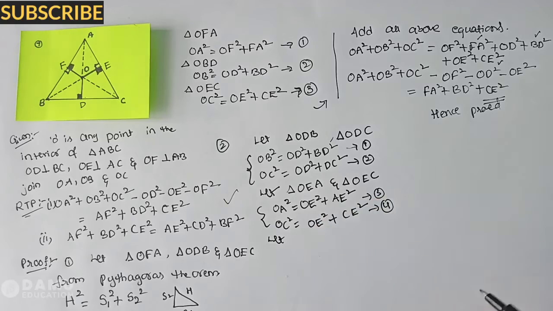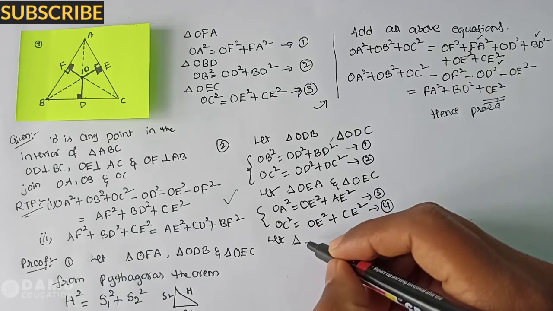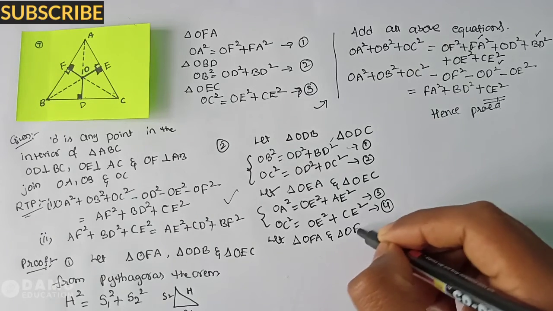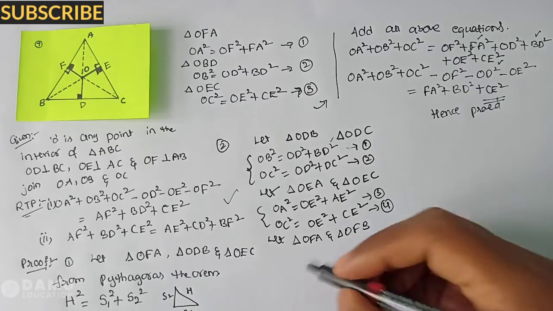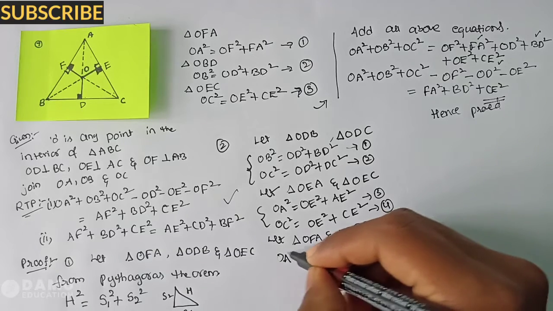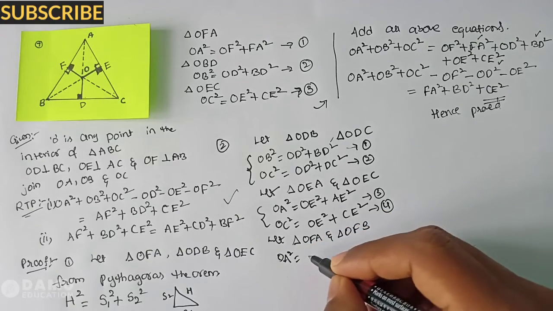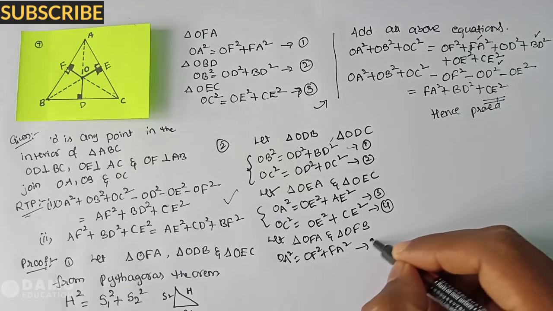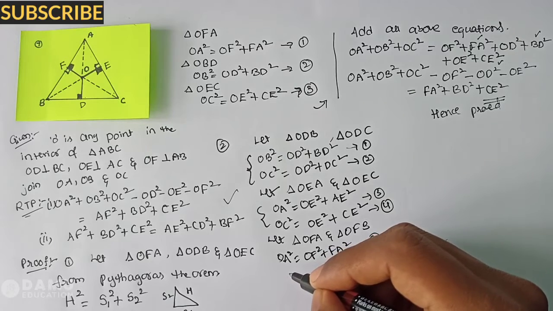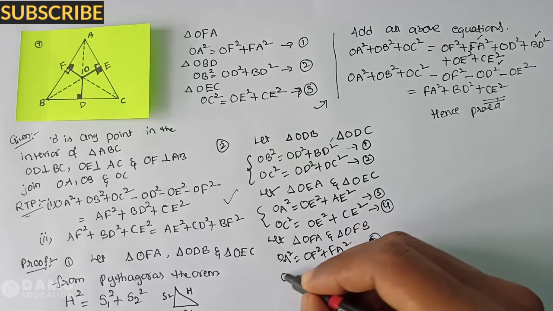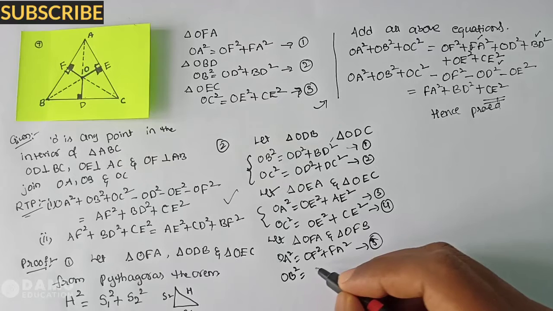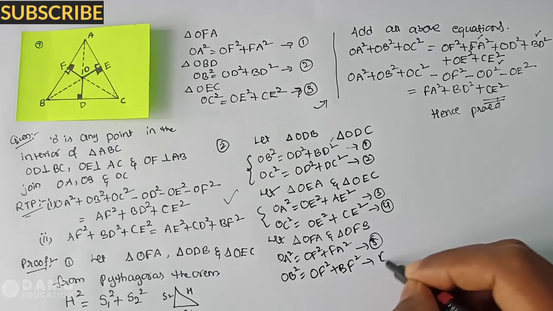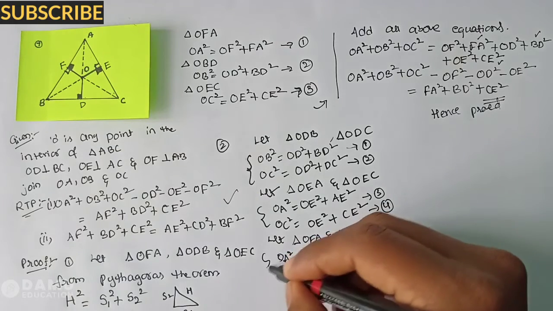Then let's again take triangle OFA and triangle OFB. In this one, the hypotenuse, OA square, will be equal to OF square plus FA square. This is equation 5. And again, the hypotenuse OB square will be equal to OF square plus BF square. This is equation 6, sorry for that.